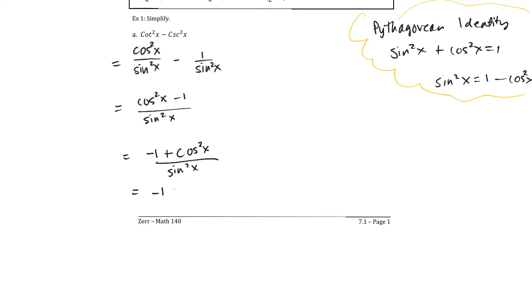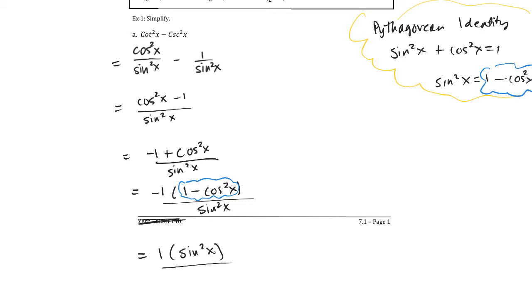And then I'm going to factor out a negative 1, all over sine squared x. Then I'm going to use that Pythagorean identity, and I'm going to replace 1 minus cosine squared x with sine squared x. And then I can just simplify this fraction and I'm left with a final answer of negative 1.